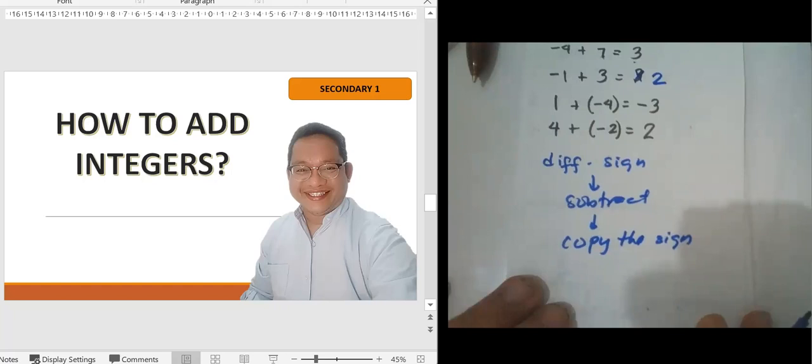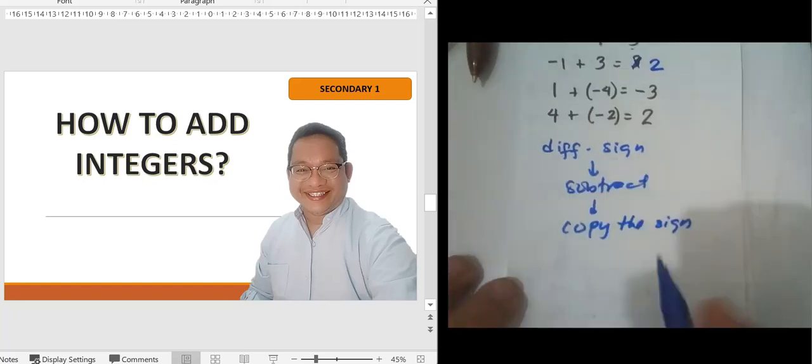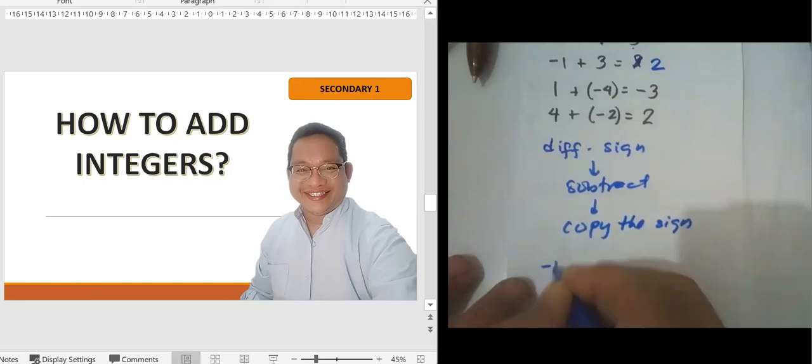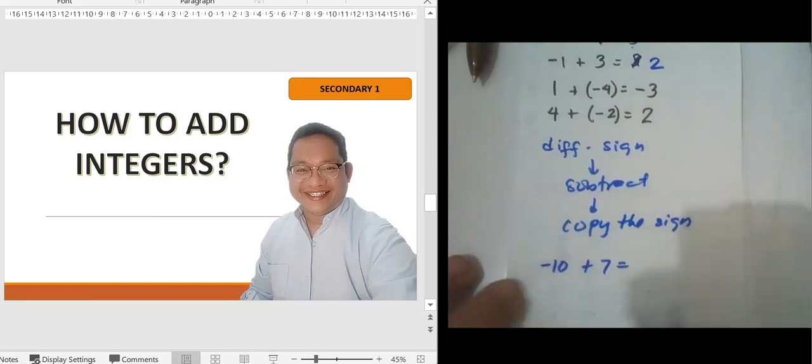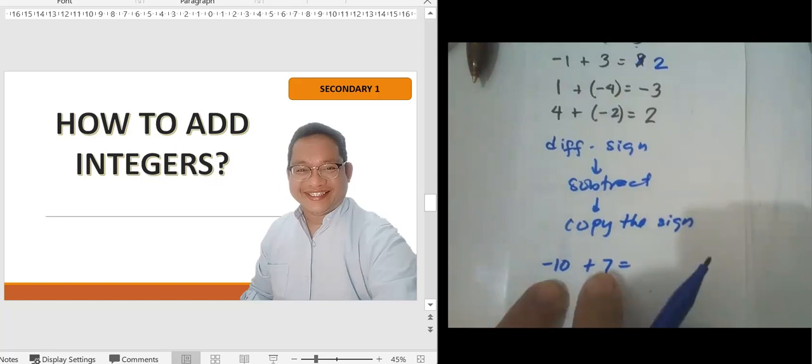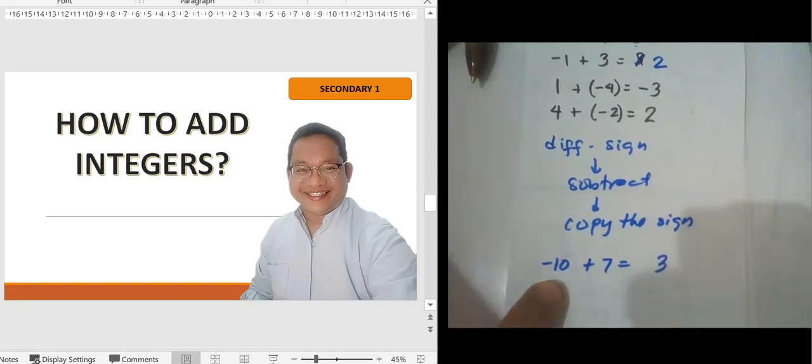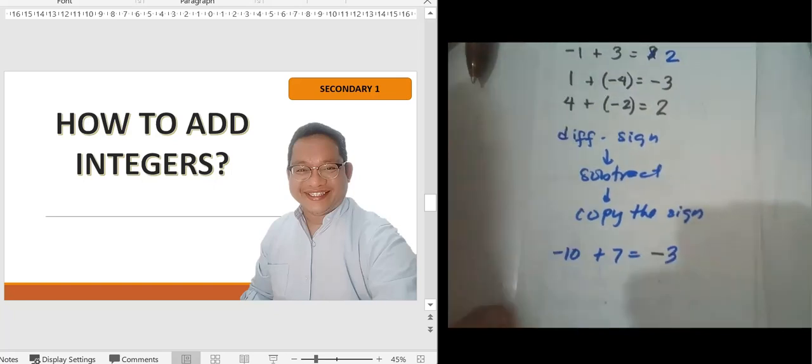Now, let's apply this if they have different signs. Let's say you have -10 plus 7. As you can see, one is negative, one is positive. So what we're going to do is subtract them. 10 minus 7 is 3. And then you copy the sign of the 10 because that is bigger, which is negative. That's the answer.